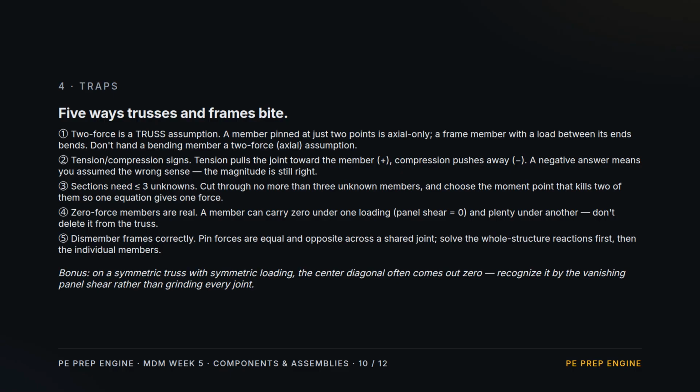Traps. 5 ways this bites. 1. Two force is a truss assumption. A frame member that carries a load between its ends bends, so don't call it axial. 2. Mind the signs. Tension pulls the joint in, compression pushes out, and a negative answer just flips the sense. 3. A section cut needs 3 or fewer unknowns, and pick the moment point that kills 2 of them. 4. Zero force members are real. 0 under one load case, loaded under another, so keep them. 5. Dismember frames properly. Whole structure reactions first, then the members, with pin forces equal and opposite.